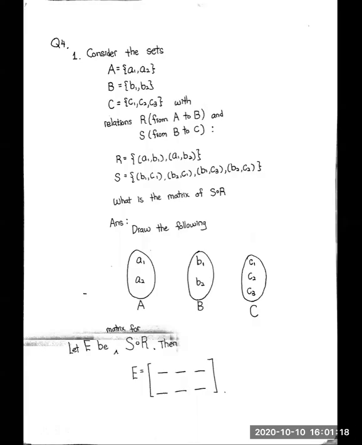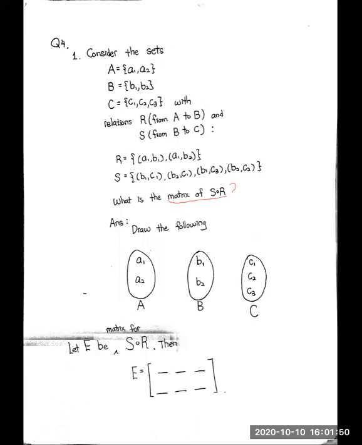Question 4. Consider the sets A is a collection of elements A1, A2, B is B1, B2, C is C1, C2, C3, with the relations R from A to B and S from B to C as follows. R has 2 elements: (A1, B1), (A1, B2). Similarly, S has 4 elements. Then we are asking, what is the matrix for S composite with R?